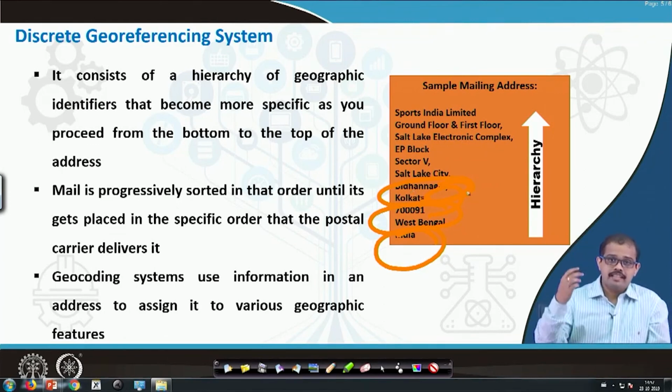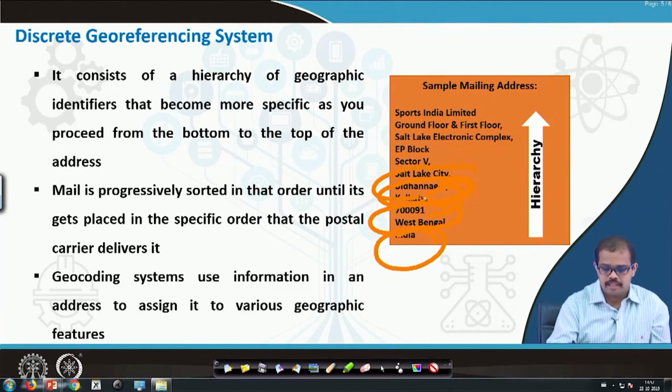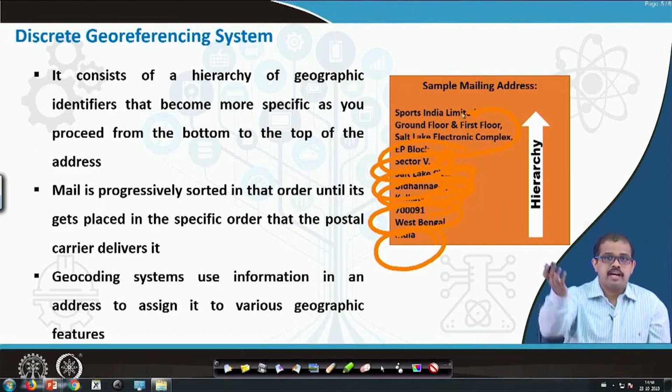So now in that Bidan Nagar area, you have Salt Lake City. So Salt Lake City is then looked at. Then it is sector 5. This particular pin code belongs to sector 5. So that is the first thing. Then the digging will happen with the block, the EP block. It belongs to EP block. Then is your Sports India Limited. So that is what is called a hierarchy.